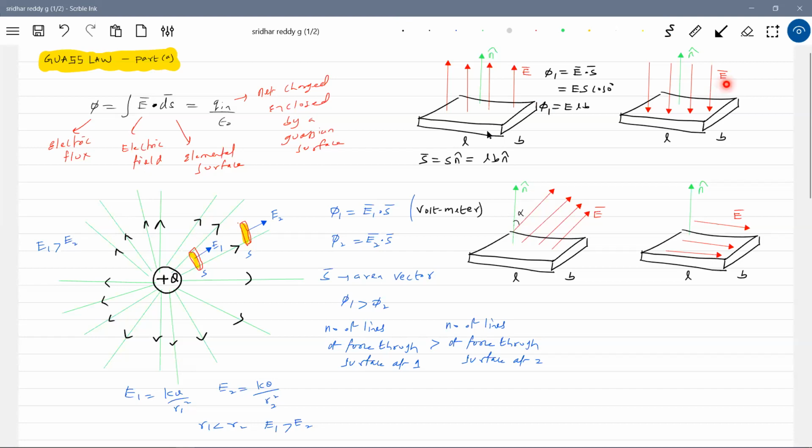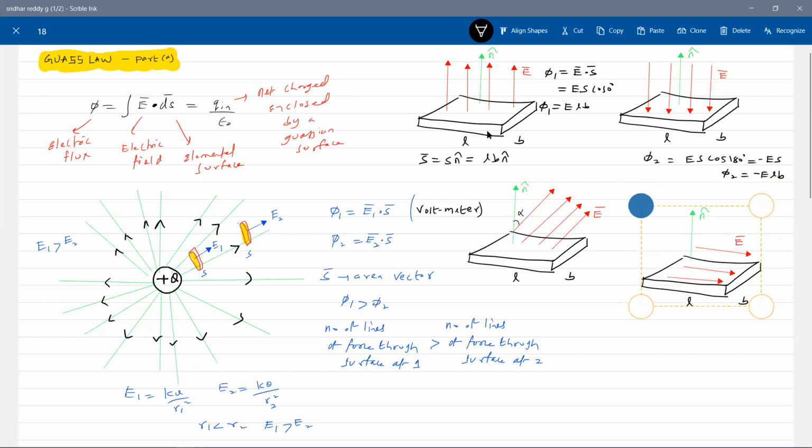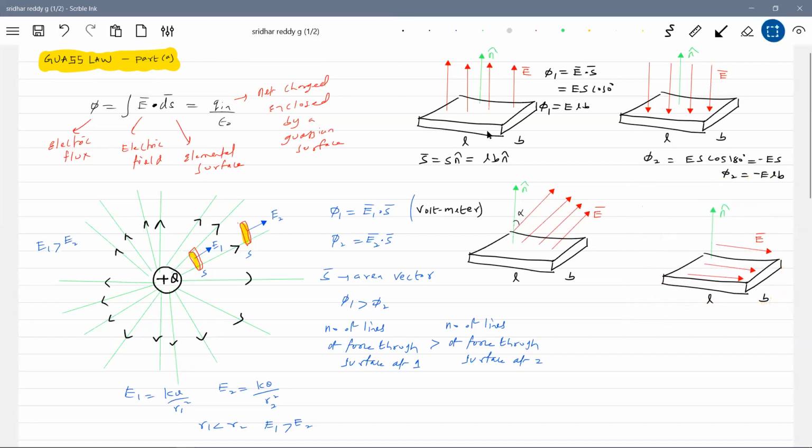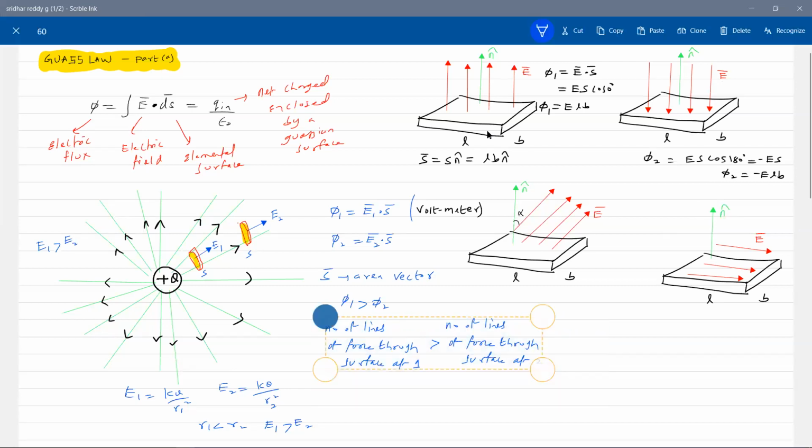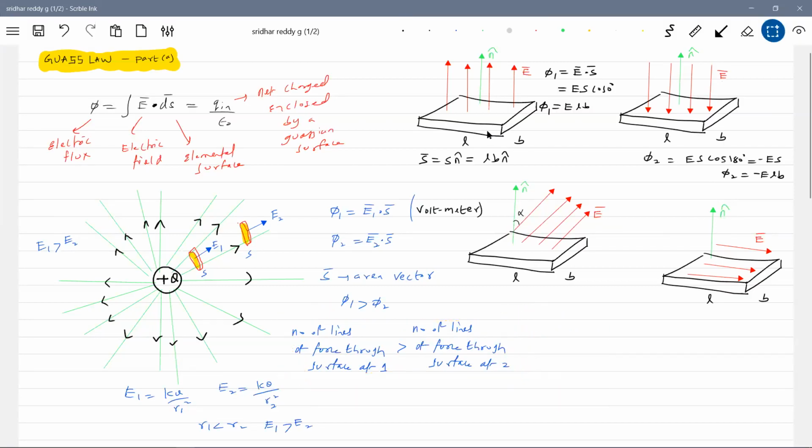Okay, let's come to this one. What is the angle between E bar and n cap? 180 degrees. So in the second case, what will the flux be? ES cos 180 degrees, which is minus ES, or minus ELB. Now, what do you mean by flux negative? The electric field vector will be directed opposite to n cap. That's the interpretation of negative flux.